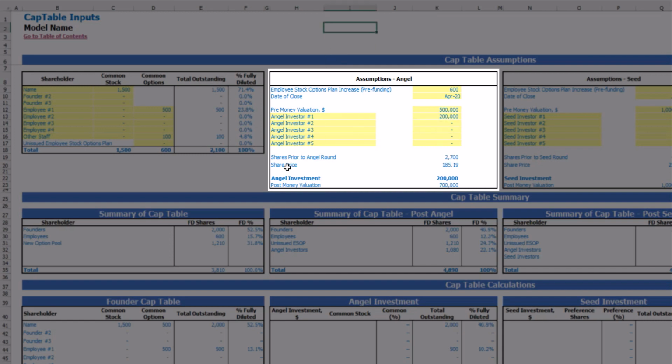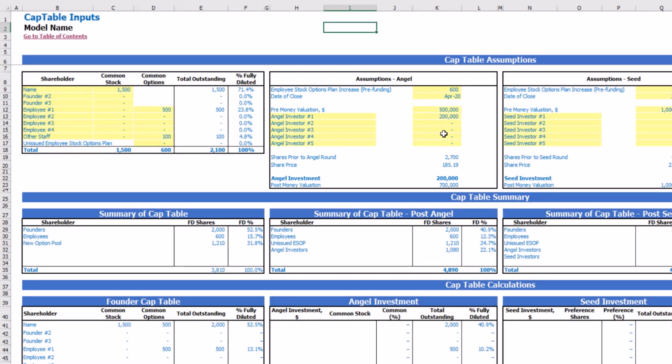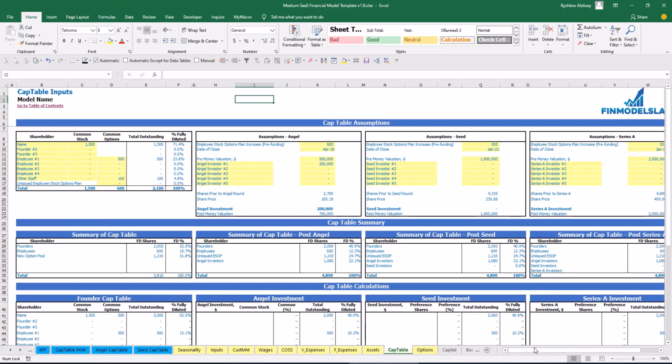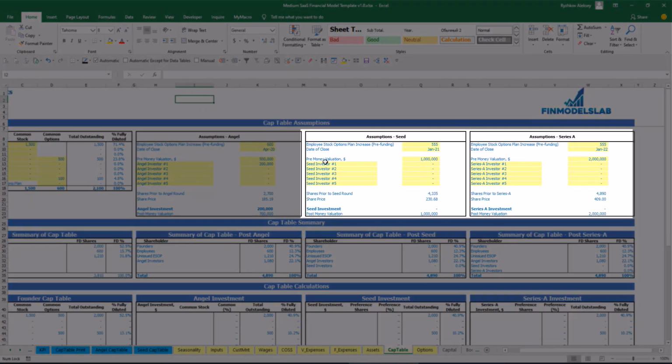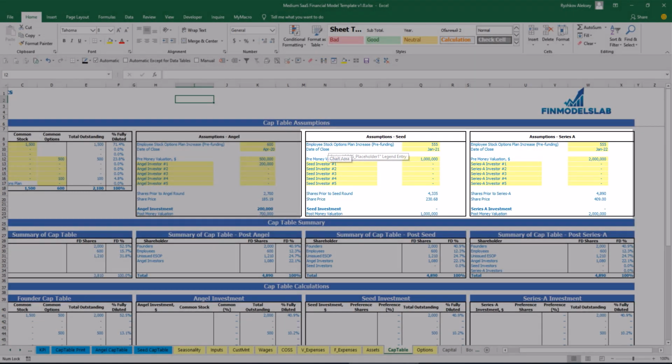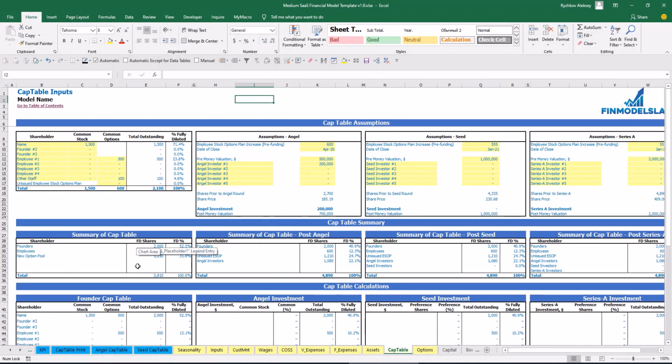Below you may see the calculation of shares prior to angel round, the average share price, the sum of angel investment and post-money valuation based on the pre-money valuation and equity round. Exactly the same structure for the seed round and for the Series A round. Below you may see some summary charts and tabs. So in here you can see the shareholders, which is founders, employees and new options pool broken down by shares and dilution.